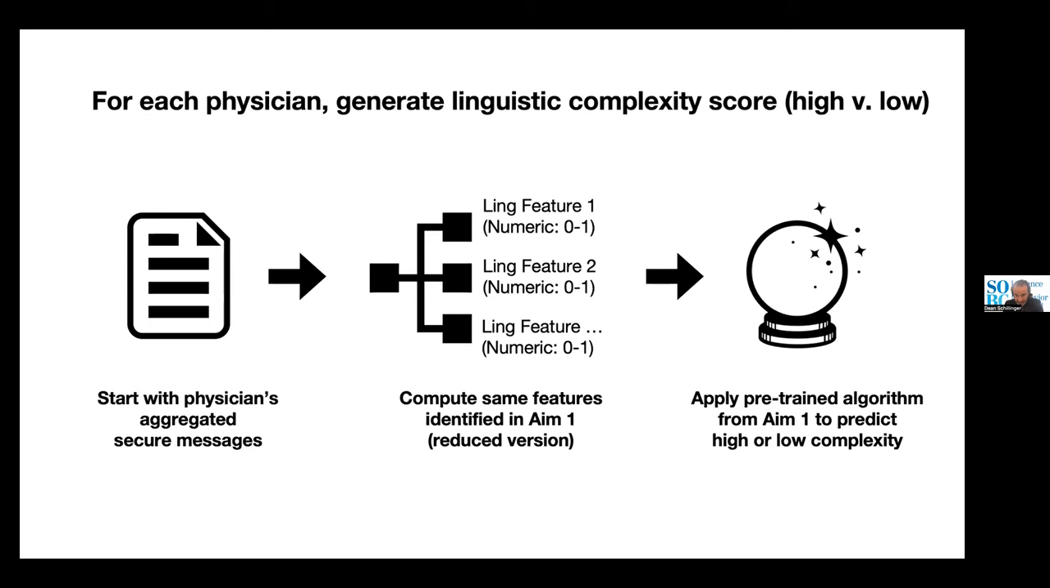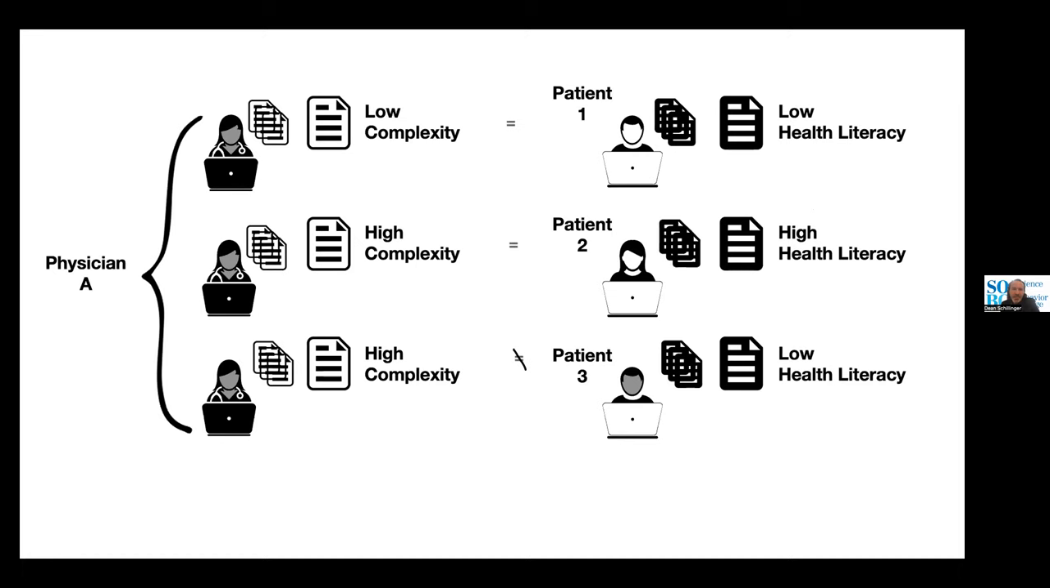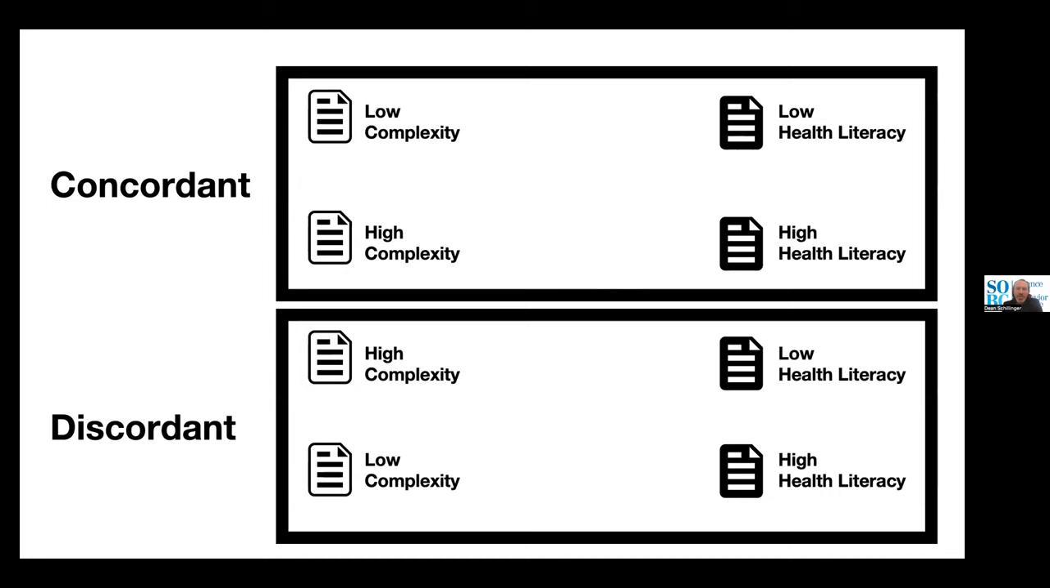So here you see some dyads. Physician A has low complexity communication when she is communicating with patient one, who also has low health literacy. So that is a concordant dyad. Similarly, a high complexity physician communicating with a high health literacy patient has concordant communication. And finally, a high complexity physician and a low health literacy patient are having discordant communication. Here are the combinations that one can achieve with concordant and discordant communication between patient and physician.